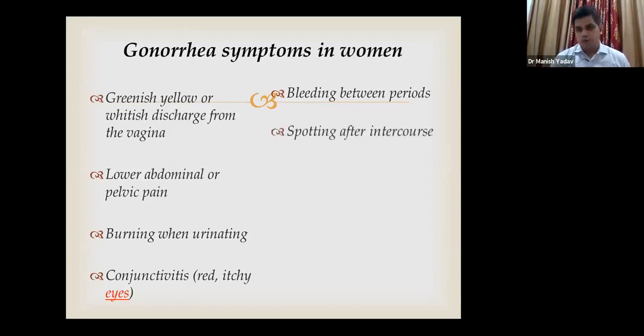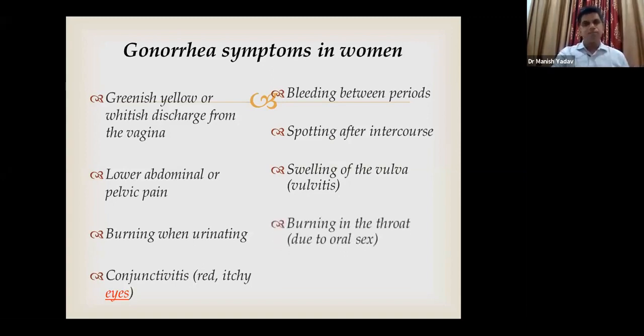Spotting after intercourse. Again, now you can understand the connection of it. Swelling of vulva, vulvitis. There it was testicles. So you can see again how it is being correlated. All the sexual organs. Burning in throat. Again burning. So throat, but then burning. So a patient comes with a lot of burning. Maybe psychosis could be one of the things.